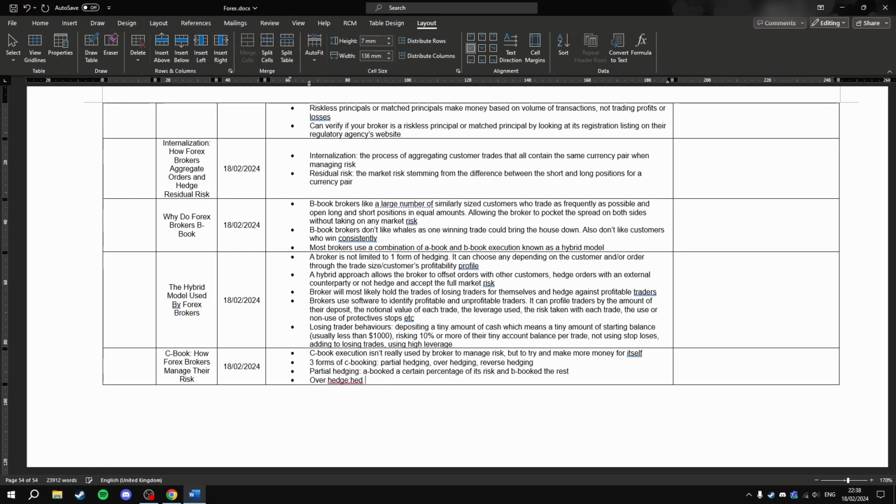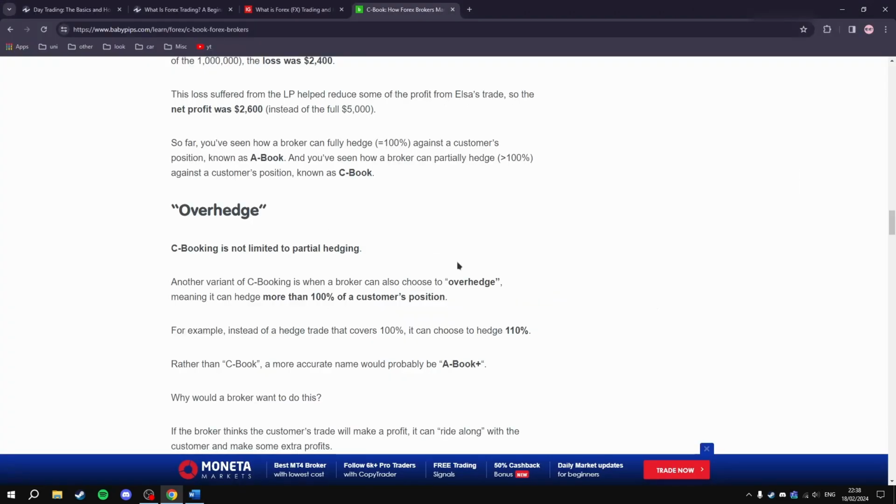Hedging more than 100% of a customer's position.